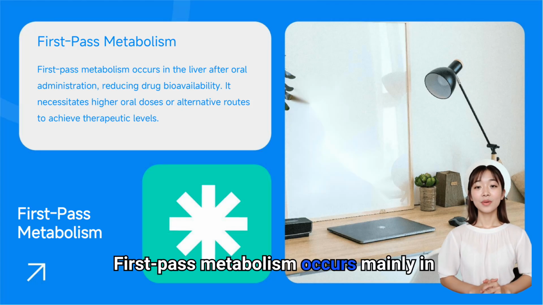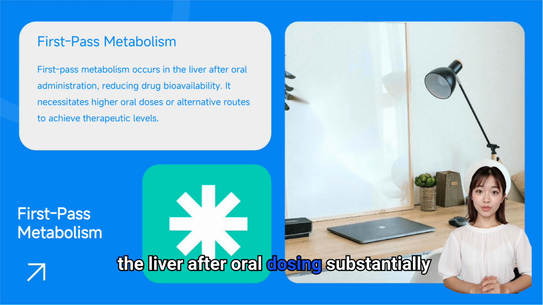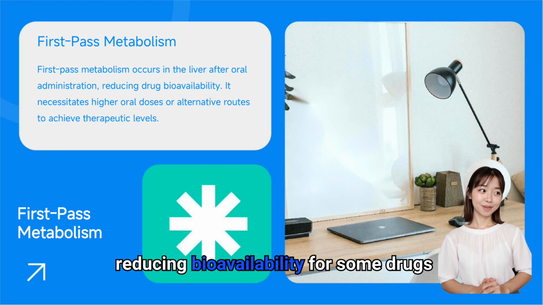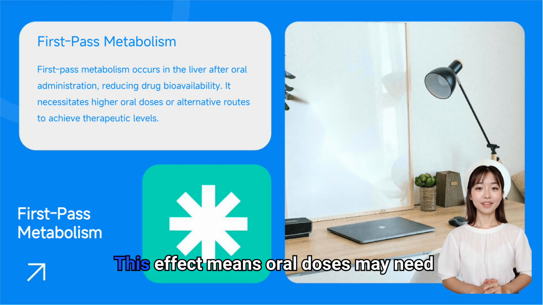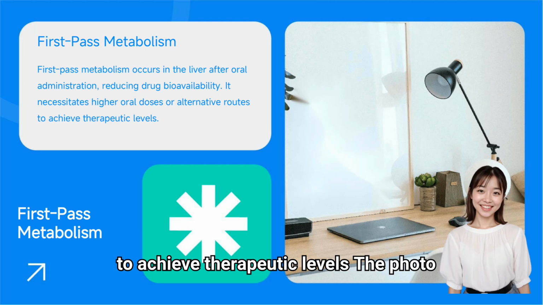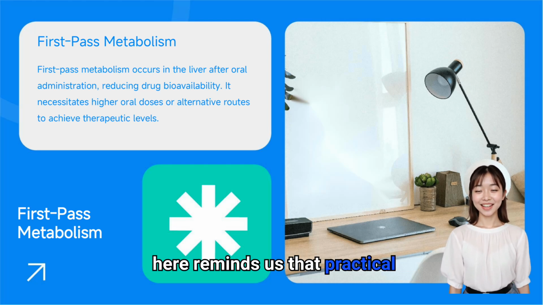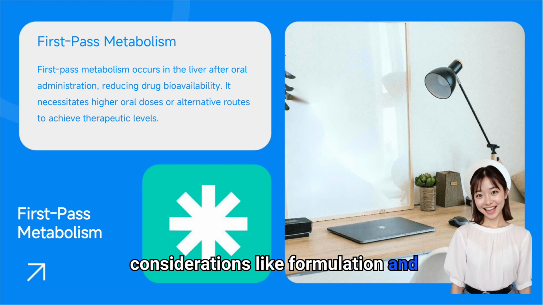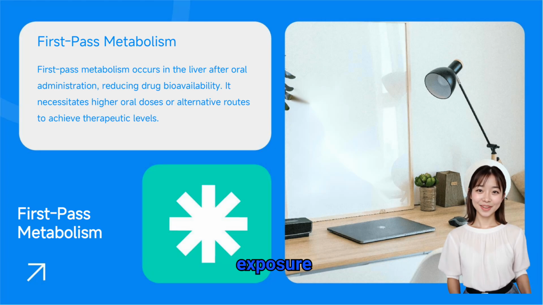First-pass metabolism occurs mainly in the liver after oral dosing, substantially reducing bioavailability for some drugs. This effect means oral doses may need to be higher or alternative routes chosen to achieve therapeutic levels. The photo here reminds us that practical considerations like formulation and route determine real-world drug exposure.